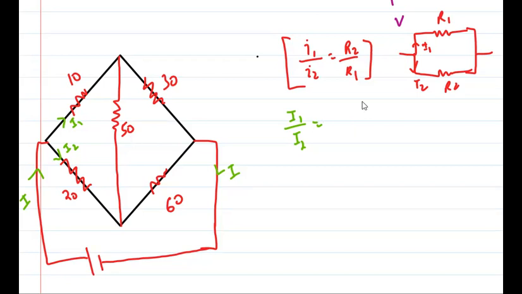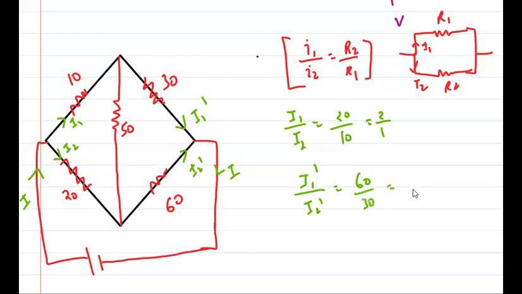I1 by I2 is how much? 20 by 10, so it is R2 by R1, which is 20 by 10, that is 2:1. And suppose this current is I1 dash and this is I2 dash. What is I1 dash by I2 dash? 60 by 30, right? This is also 2:1.